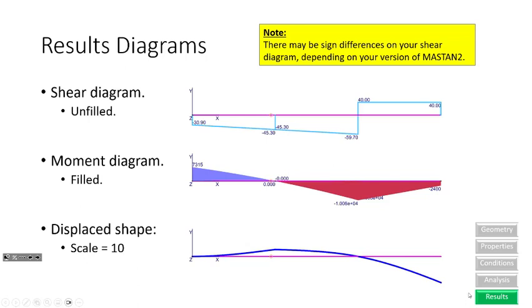I've also done a display shape. This is what it looks like when it's plotted to a scale of 10. Notice how the display shape has a little kink right here. Why does it have a kink right there? Because that's the hinge, right? At the hinge, it's going to have a little bit of a quirk to it.